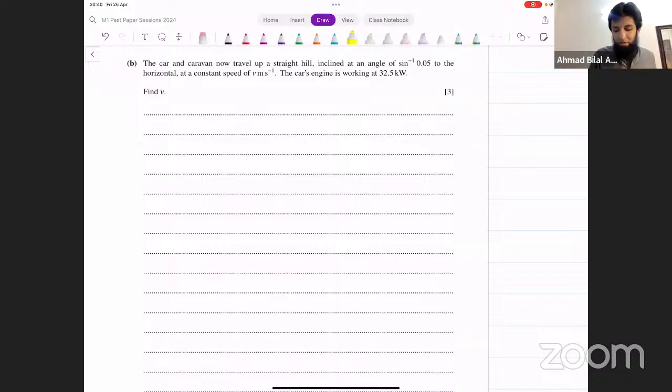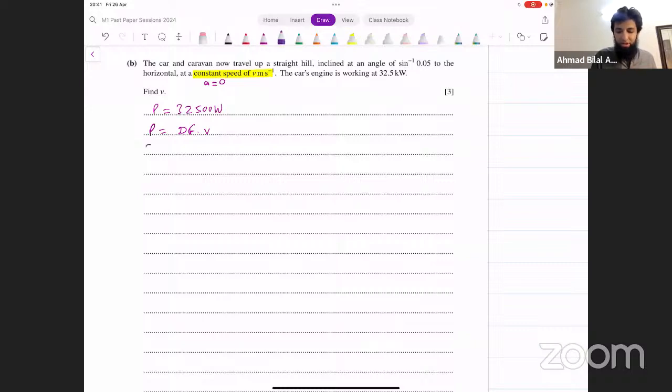Remember, the speed V is constant. If speed is constant, that means acceleration is 0. Keep that in mind. What other information are we given? We're given the angle and we're given the power. 32,500 watts. That's the power. And what we need to find is V. What's the power formula? Power equals driving force into velocity. That's one power formula that's used mostly.